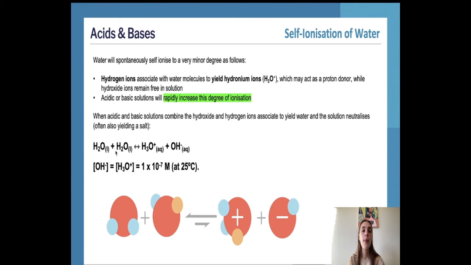We've got H2O plus H2O, so basically water plus water, is going to produce hydronium and hydroxide. And so at 25 degrees Celsius, or at our STP temperature, the concentration of hydroxide ions is going to be equal to the concentration of hydronium ions, and that's going to equal 1 times 10 to the power of minus 7 molar. And so that can help us determine concentrations of hydroxide ions and hydronium ions in order to determine concentrations of our acids and bases.